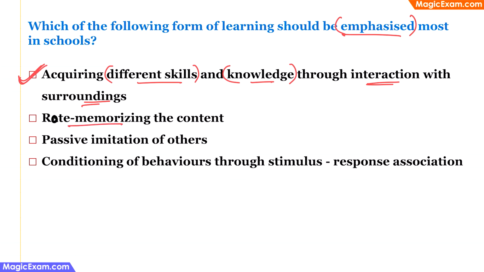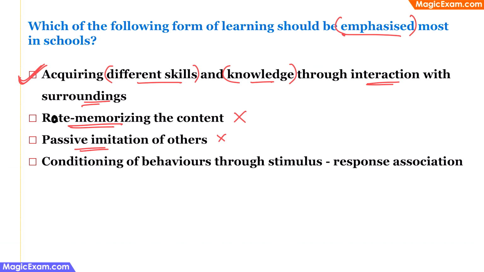Next, rote memorizing the content. Rote memorizing is nothing but just remembering things irrespective of whether you understand it or not. So rote memorization is absolutely discouraged. Therefore, this is incorrect. Next, passive imitation of others. Passive imitation means looking at somebody else, maybe looking at the teacher and just imitating the teacher and trying to solve similar problems by just looking at how the teacher is doing it. So it is not necessary that the child has actually understood the problem or the lesson. The child is just imitating somebody else. Therefore, this is not to be emphasized.